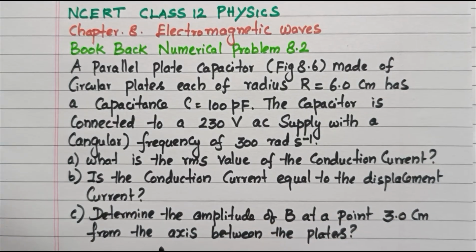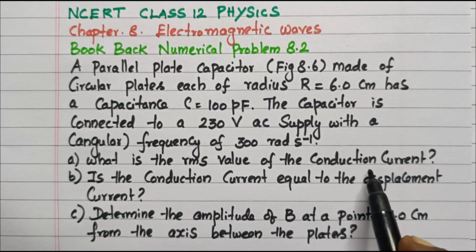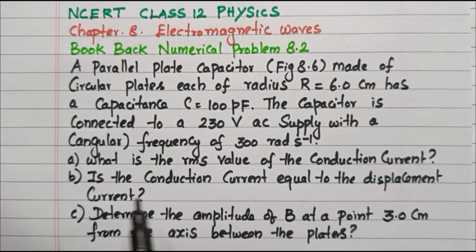There are three questions to be answered. First question is, we have to find the RMS value of the conduction current. Second, is the conduction current equal to the displacement current? Third, we have to find the amplitude of the magnetic field at a point 3 cm from the axis between the plates. Let us see how to solve this problem. First, let us write what are the numerical data given in this problem.